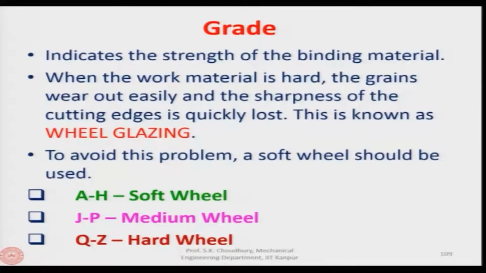Similarly, the grade indicates the strength of the binding material. As I said, when the work material is hard, the grains wear out easily and the sharpness of the cutting edges is quickly lost. This is known as wheel glazing. If you have a hard workpiece material and a hard wheel, the grains on the surface of the wheel will be very quickly worn out, and since the wheel is hard, those worn out grains will not be dislodged from the surface of the wheel. So, they will stay, and that will rub more and consume more power.